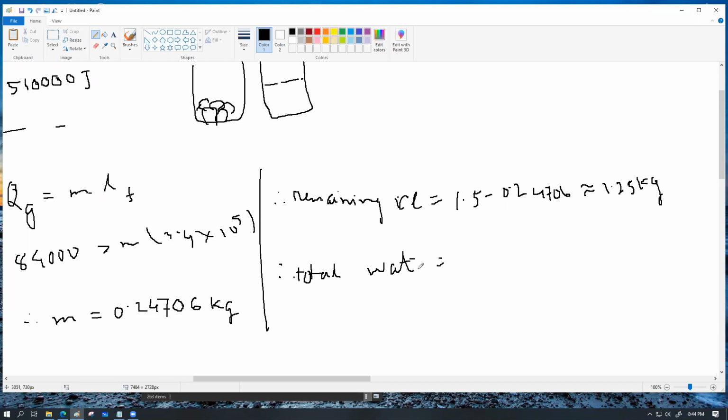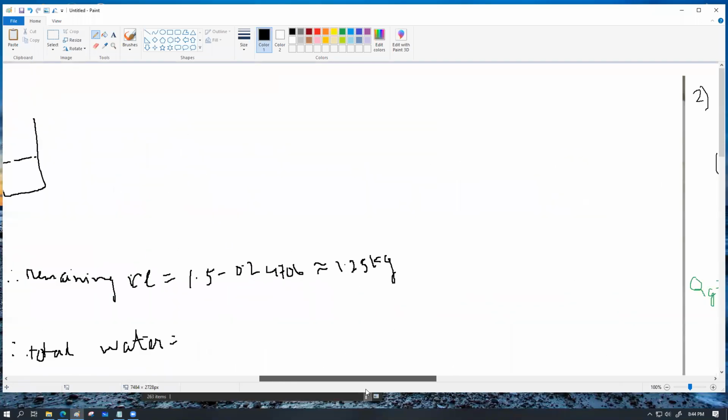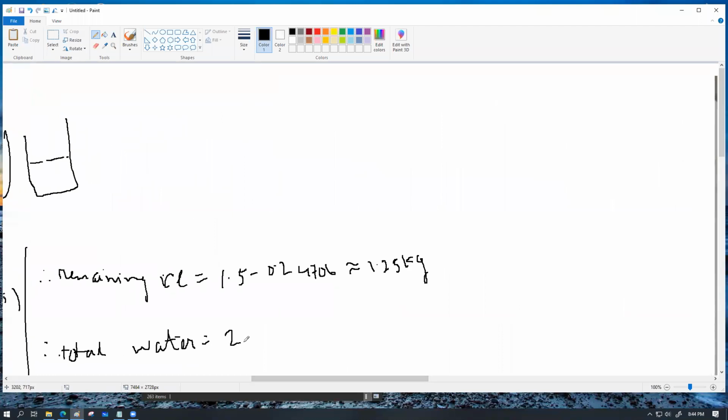equal to the sum of those two things. How much was the initial amount of water? We had how much water? 2 kg. So 2 plus 0.24706. This thing, yes. 2.25.